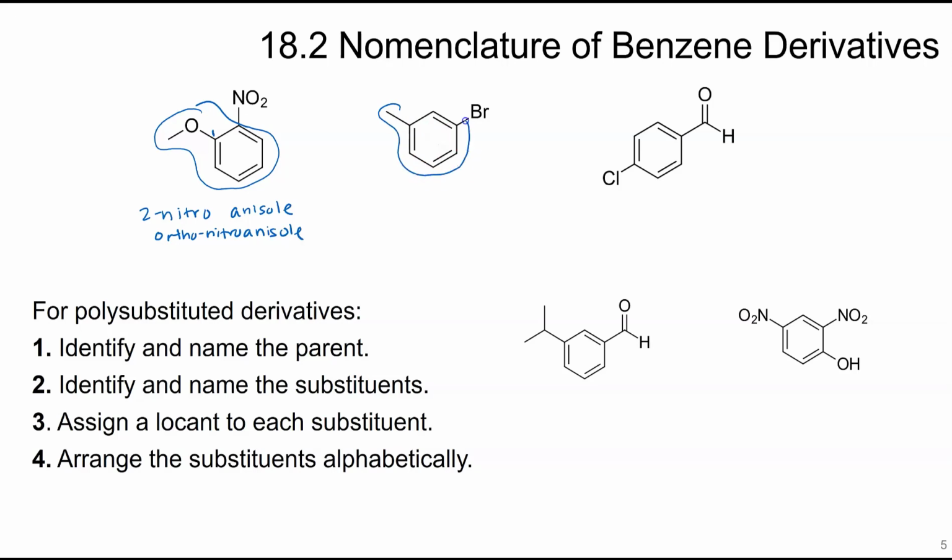This is the parent here with toluene. So we have meta-bromotoluene. This is considered 1, so this would be 3-bromotoluene. With the aldehyde is our parent here. This would be 4-chlorobenzaldehyde.